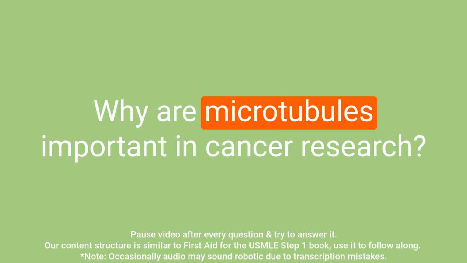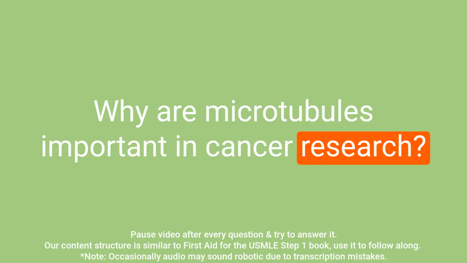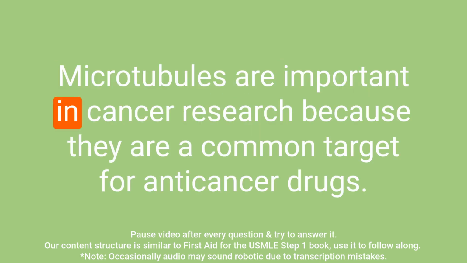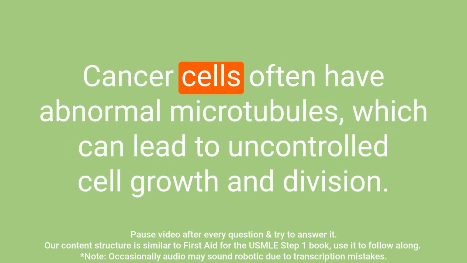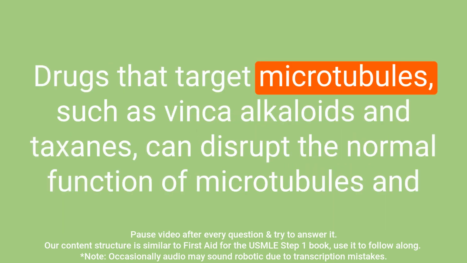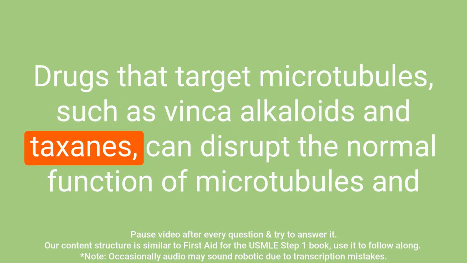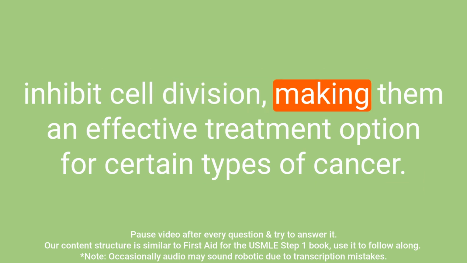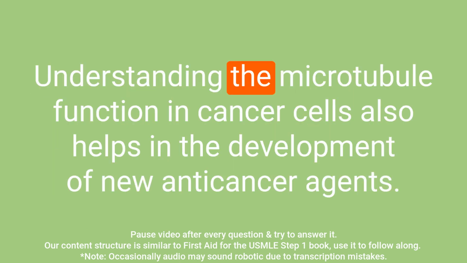Question: why are microtubules important in cancer research? Answer: microtubules are important in cancer research because they are a common target for anti-cancer drugs. Cancer cells often have abnormal microtubules, which can lead to uncontrolled cell growth and division. Drugs that target microtubules, such as vinca alkaloids and taxanes, can disrupt the normal function of microtubules and inhibit cell division, making them an effective treatment option for certain types of cancer. Understanding the microtubule function in cancer cells also helps in the development of new anti-cancer agents.